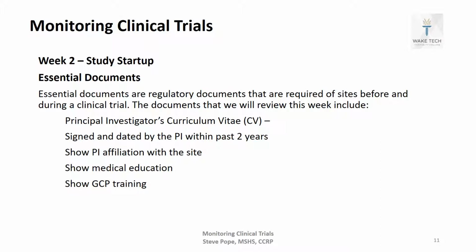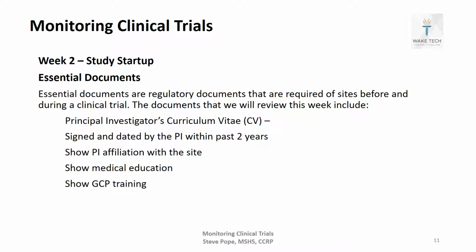Let's take a look at the principal investigator's CV. A couple of things we want to be aware of here. We want to make sure that it is signed and dated by the PI within the past 2 years. That helps us determine how current the information is on that CV. The CV should also show that the PI is affiliated with the site.